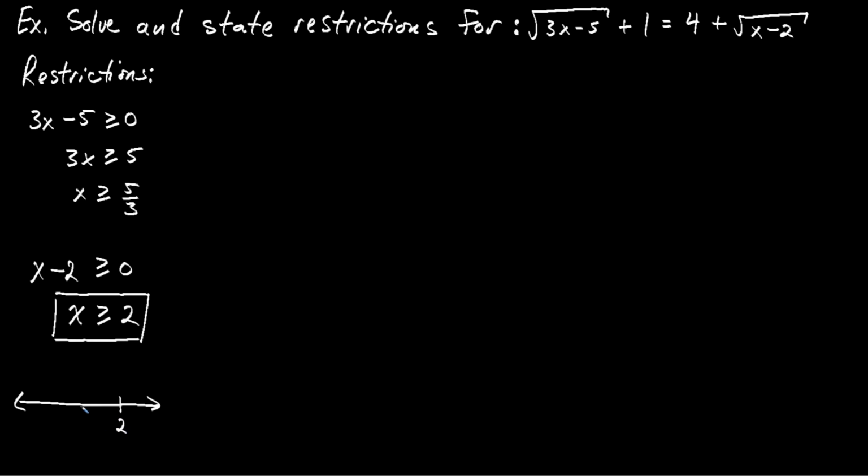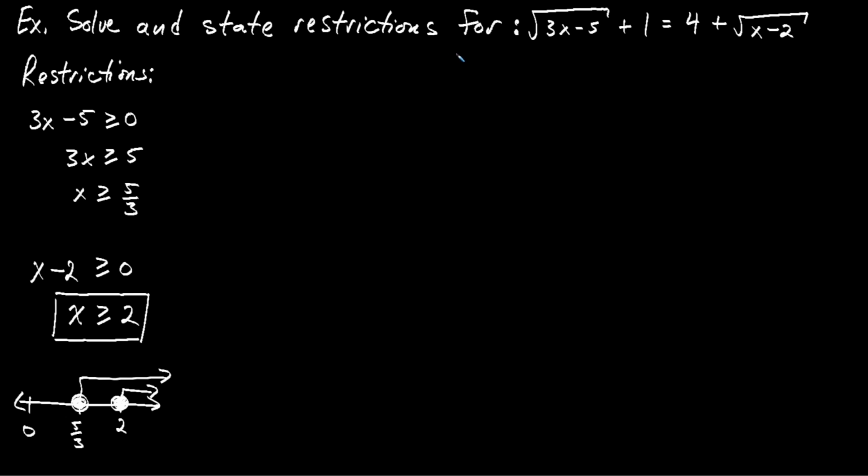Because if we were to plot these on a number line, we've got 2 here. We'd have 0 way over here. 5/3 would be here, because again, 5/3 is 1 2/3. So this solution is here, and this solution is here. So the spot where they would both be satisfied is greater than or equal to 2. Okay, so that's the one we go with. So those are our restrictions. Okay, so now let's jump into the solution.